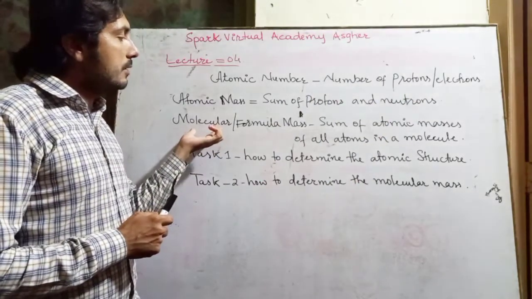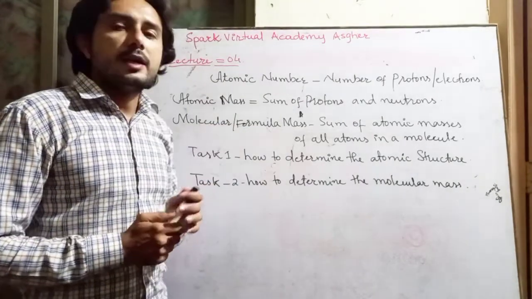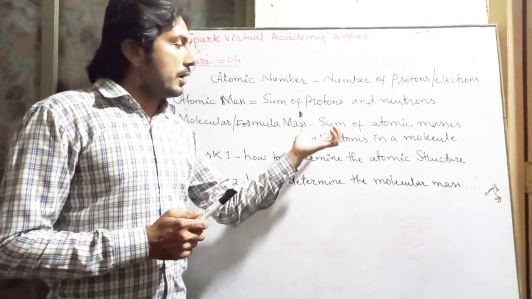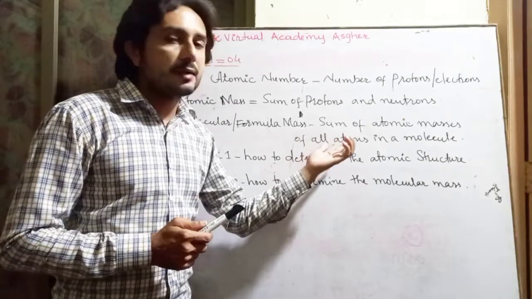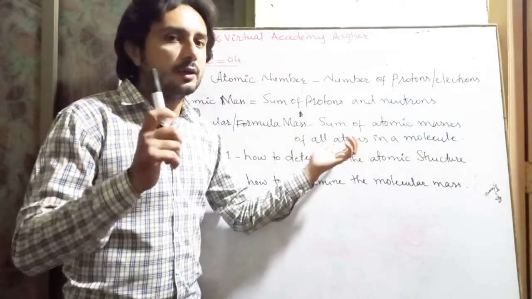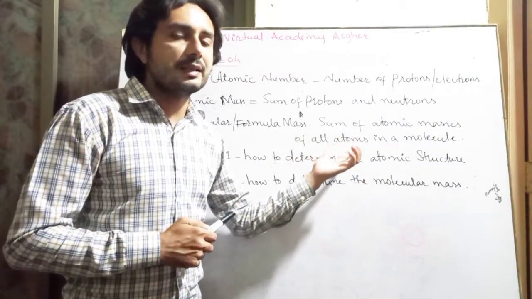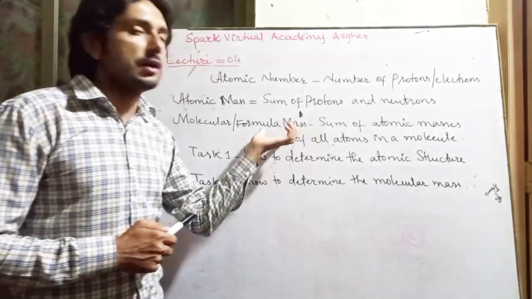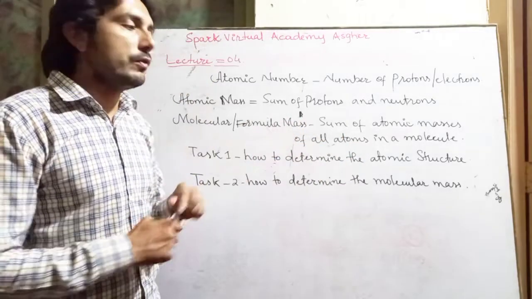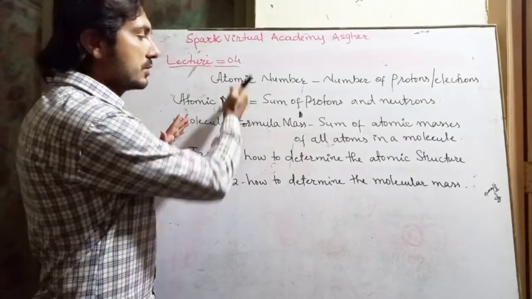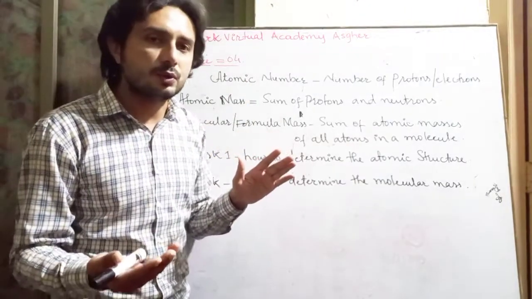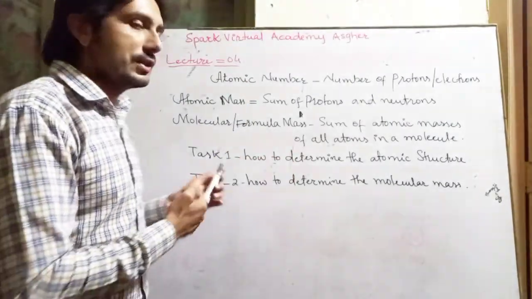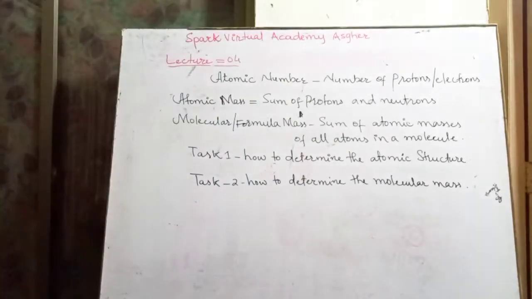If you talk about the molecular or formula mass, it's very simple. If we have a certain number of atoms in a molecule, then the sum of all the atomic masses present in that molecule is known as the molecular mass or the formula mass. We will solve some problems related to these three, then we will come to know about them in detail. So let's move towards the problems.